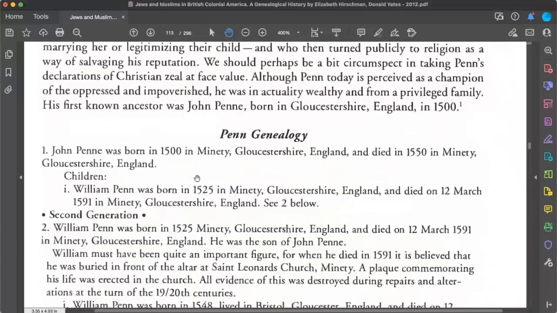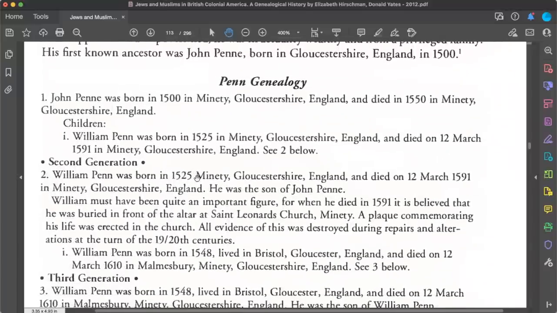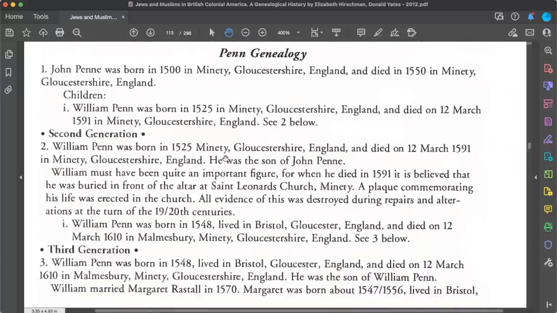And it says here, Penn genealogy. John Penn was born 1500, Minty, Gloucestershire, England, and died in 1550 in Minty, Gloucestershire, England. Children: William Penn, that was his son, was born in 1525 in Minty, Gloucestershire, England, and died on 12 March 1591 in Minty as well. William must have been quite an important figure, for when he died in 1591, it is believed that he was buried in front of the altar of St. Leonard's Church in Minty. A plaque commemorating his life was erected in the church. All evidence of this was destroyed during repairs and alterations at the turn of the 19th, 20th centuries.